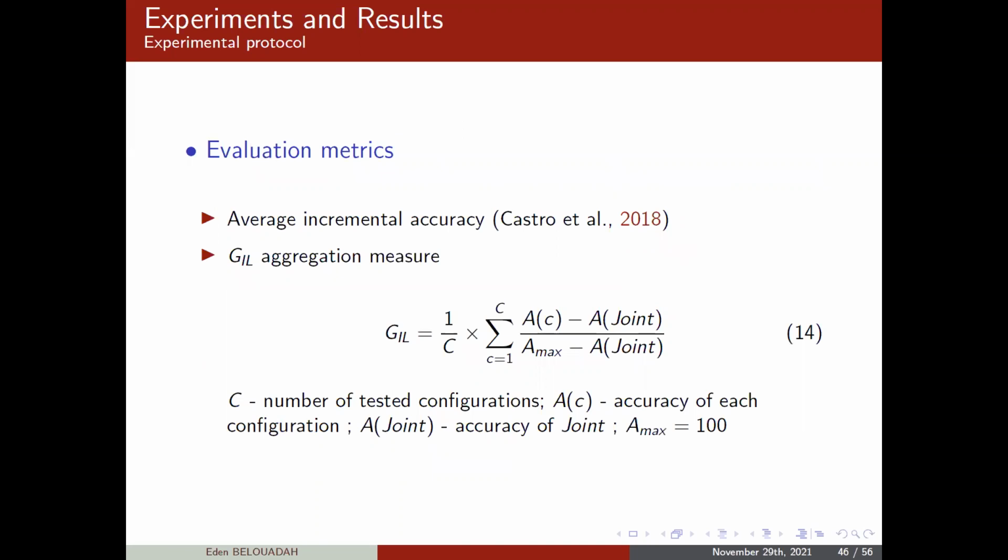To evaluate the different methods, we use the average incremental accuracy. We don't include the accuracy on the first state because it's not incremental. We also propose a GEL aggregation measure that provides one single value aggregated over all the tested configurations, and it helps us to compare the different methods in a simple way. Note that this measure gives negative values, and the closer the value to 0, the better the method.